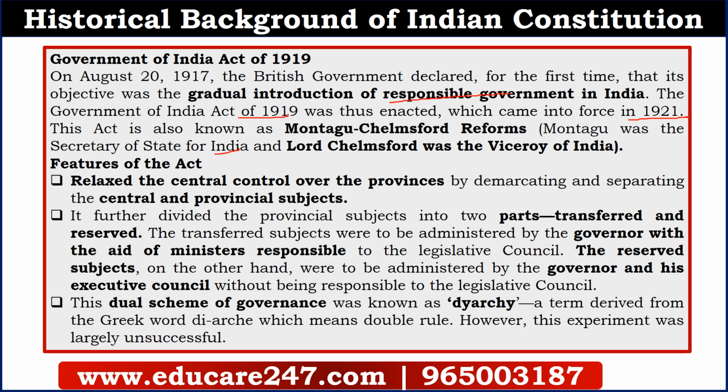It relaxed the central control over the provinces by demarcating and separating the central and the provincial subjects. For provincial subjects, two parts were introduced, transferred and reserved. The transferred subject was for the governor with the aid of ministers responsible to the legislative council, but the reserved subject was for the governor with his executive council. So in reserved subjects there was no say for the legislative council, only the executive council was responsible.